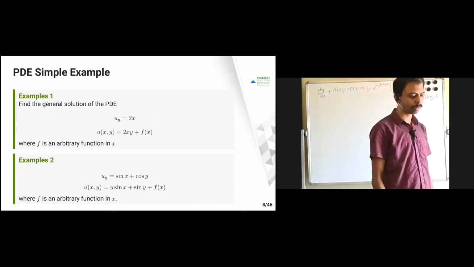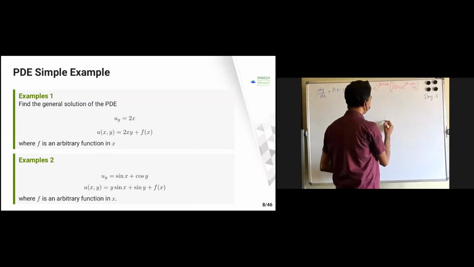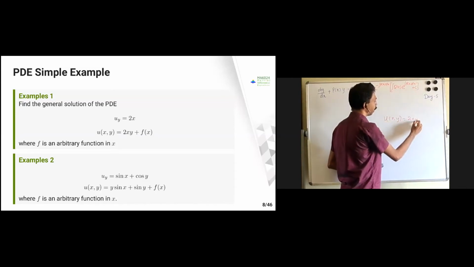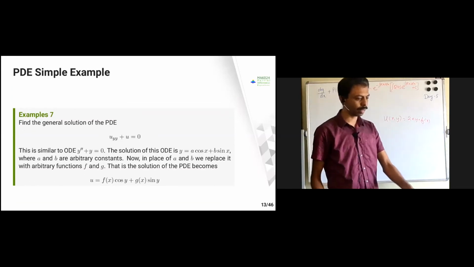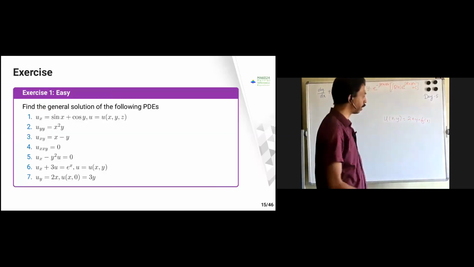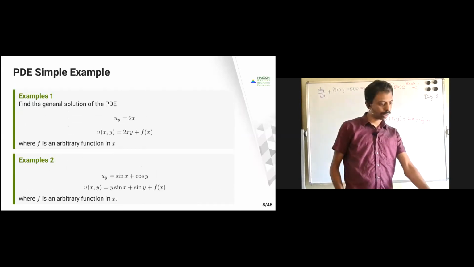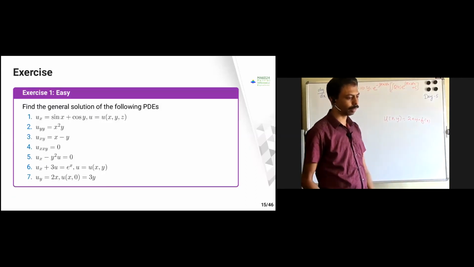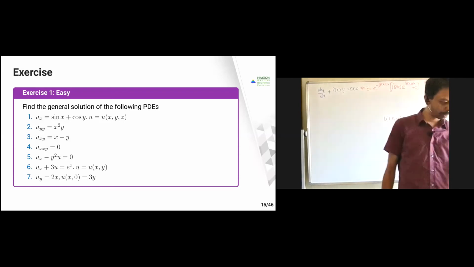It is u of x comma y equal to 2xy plus f of x. We have already solved that. What is given in the exercise? In the last exercise, it is given that u of x comma 0 equal to 3y. I have given that, but I think that should be 3x probably.